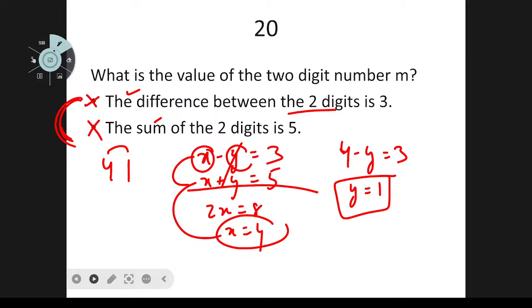But even if you reverse it, even if you take 1 and 4, the difference is 3 and the sum is 5. So I don't know whether the value of m is 41 or it is 14. So by using both the statements also I did not get the answer. I did not actually get the answer even after using both statements, because it can be 41 also, it can be 14 also. Right.